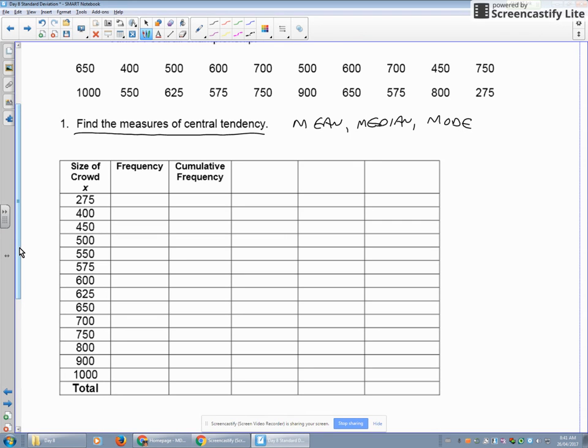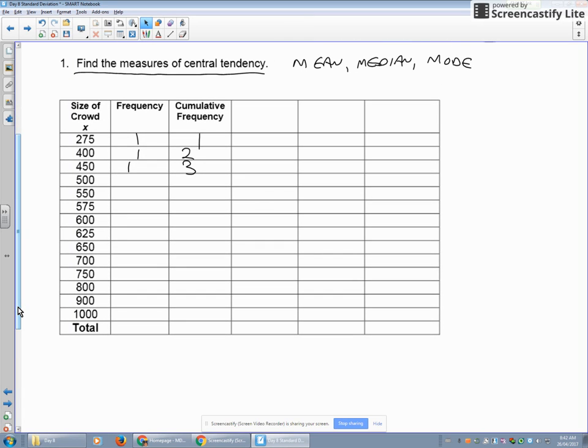So the 275 appears here. That appears just once, giving us a cumulative frequency of 1. 400 appears here, appears just once. And that gives us a cumulative frequency of 2. And 450 appears here. That's the only one. We now have a cumulative frequency of 3. I'll pause the video and you can all fill out the chart together, and then we'll come back.